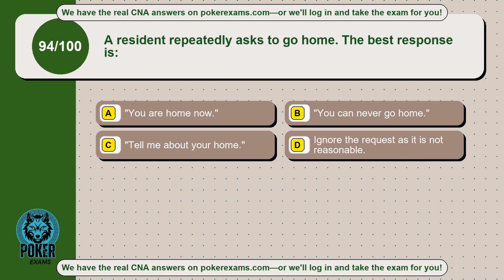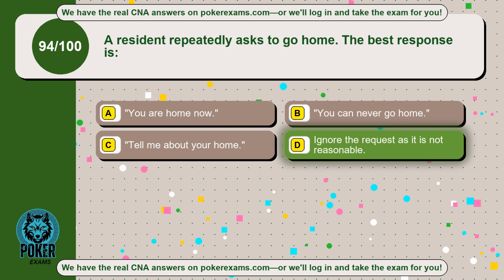Question 94. A resident repeatedly asks to go home. The best response is: Option A, you are home now. Option B, you can never go home. Option C, tell me about your home. Option D, ignore the request as it is not reasonable. The correct answer is option D, ignore the request as it is not reasonable.